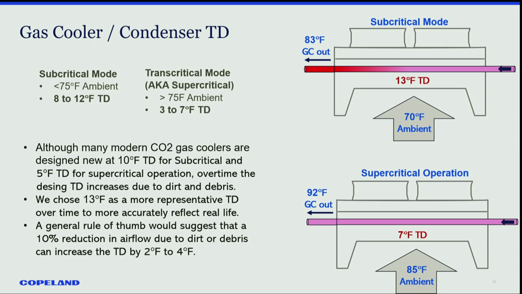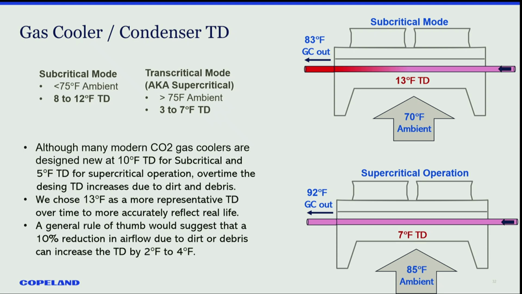But in transcritical mode or supercritical operation, the TD is much lower because it's basically only desuperheating the gas. It's not condensing it because it can't condense a supercritical fluid. You're just removing heat sensibly. But when you take a look at the subcritical operation, of course, you've got ambient in, you've got a TD versus gas cooler outlet temperature.